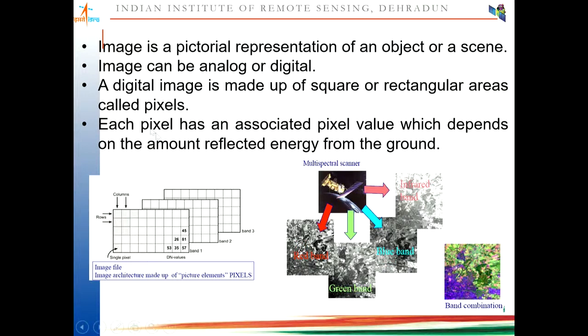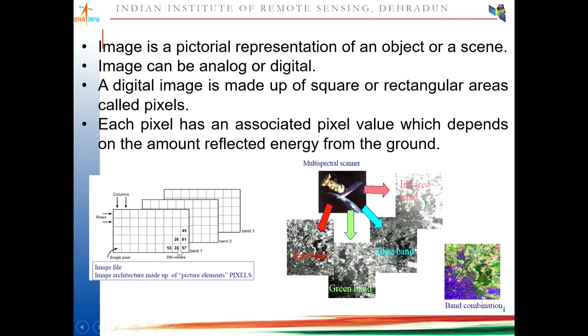Now, a digital image is often made up of squares or rectangular areas called pixels or picture elements. Each pixel has an associated pixel value, which depends on the amount of reflected energy from the ground. If you look at this figure here, it is a row and column structure, which results in these square or rectangular areas. This small area, which corresponds to 1 pixel, is the area seen by the sensor. In layman's terms, it is the area seen by the sensor at one instance of time. So this is the smallest area imaged by that sensor, right?